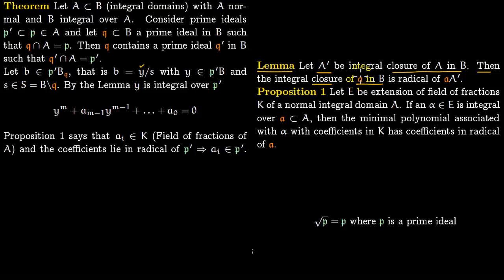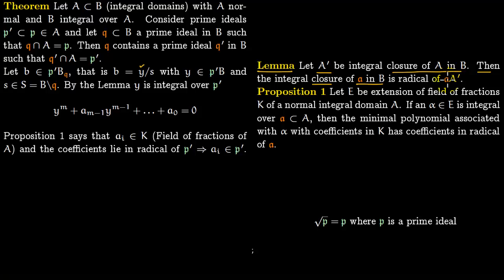So we are now considering the integral closure of the ideal P prime. The integral closure of the ideal P prime in B is the radical of P prime of A, because A prime is equal to A since we are working in a normal ring. Instead of ideal A, we are considering P prime. So the closure of P prime in B, that is P prime of B, is the radical of P prime.